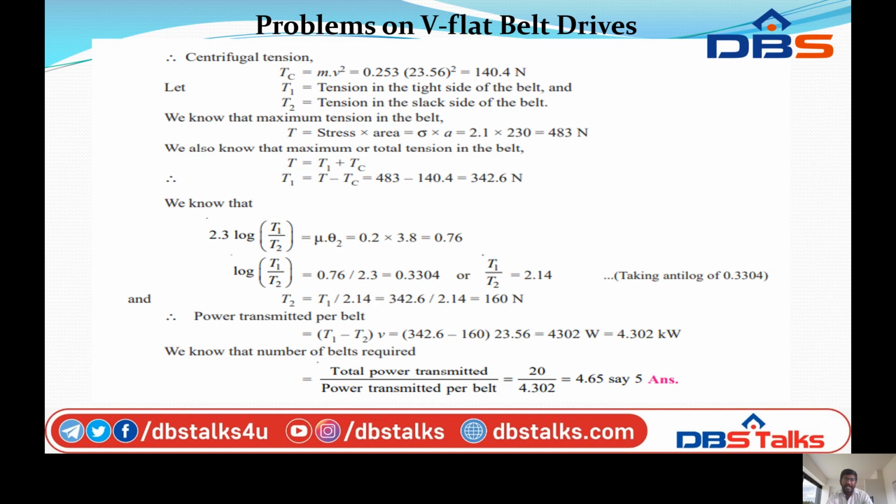Next, we can calculate the centrifugal tension. Tc is equal to m v square, so m is equal to 0.253 and v is equal to 23.56 whole square. So we can calculate Tc, that is equal to 140.4 Newton.